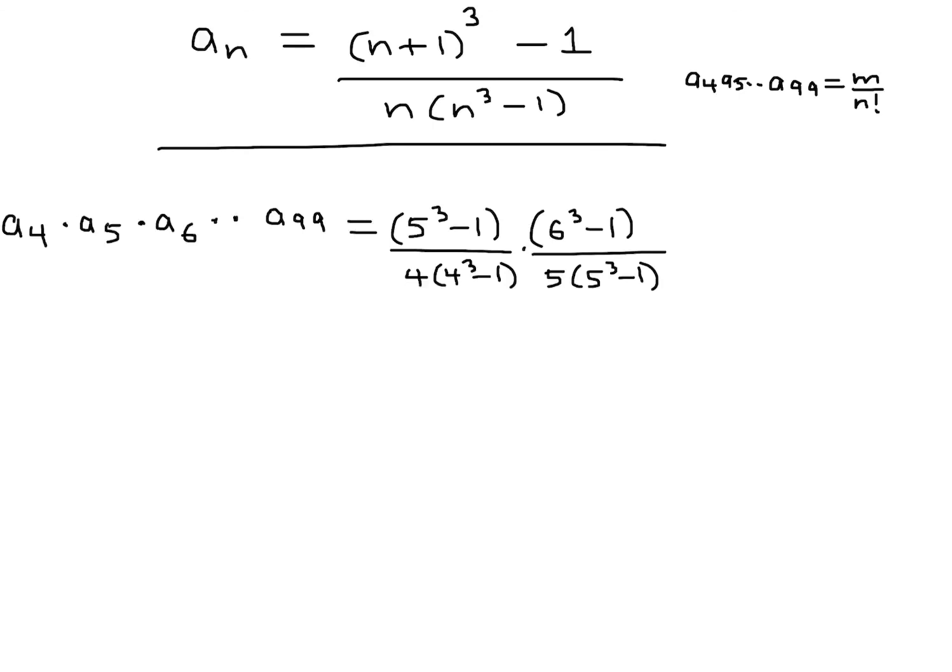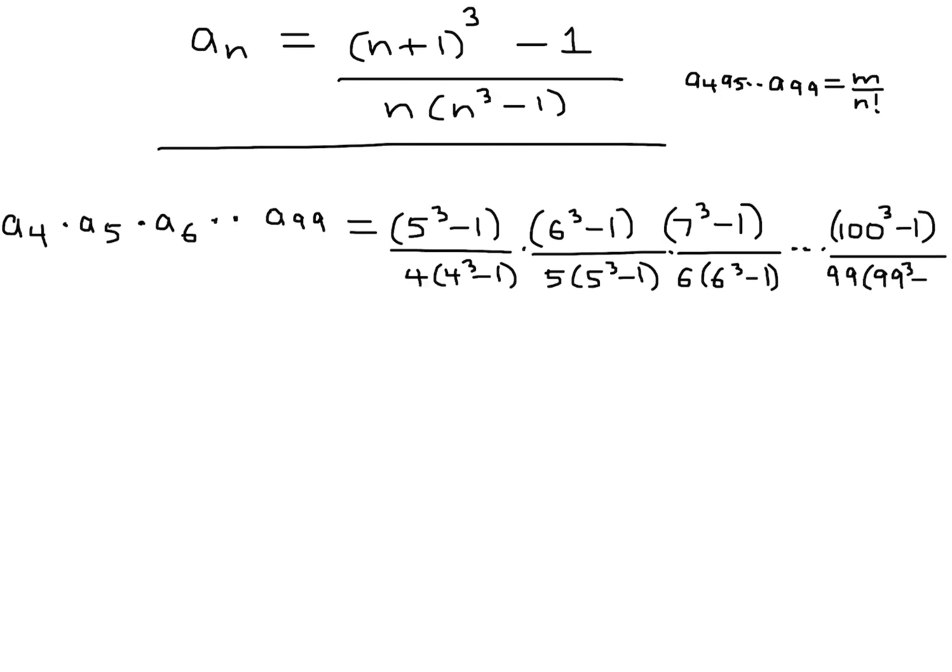Let's just do a couple more. For a6, it will be 7 to the power of 3 minus 1 over 6 times 6 to the power of 3 minus 1, dot, dot, dot, all the way till 99. When it's 99, it'll be 99 plus 1, which is 100 to the power of 3 minus 1. And the denominator looks like it would be 99 times 99 to the power of 3 minus 1. Okay.